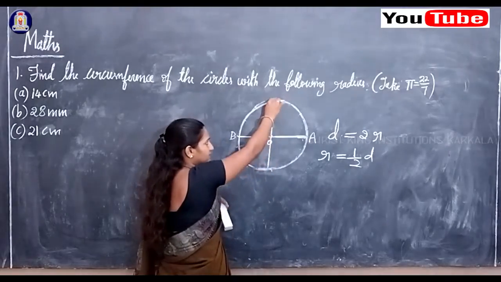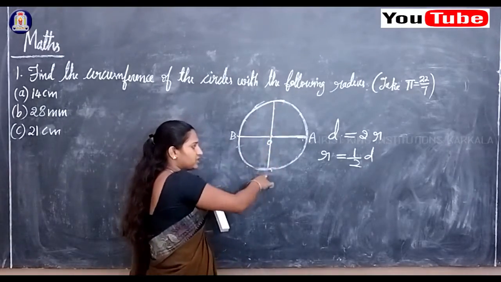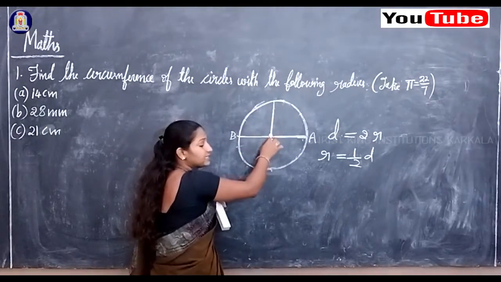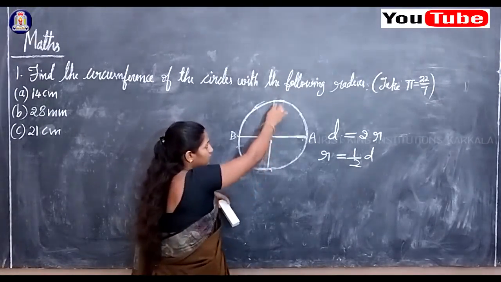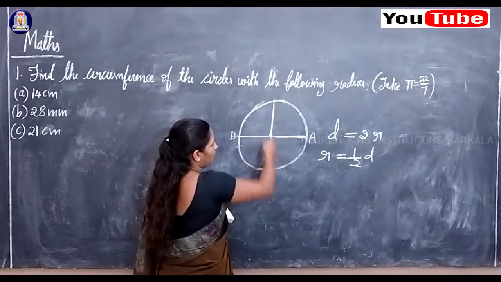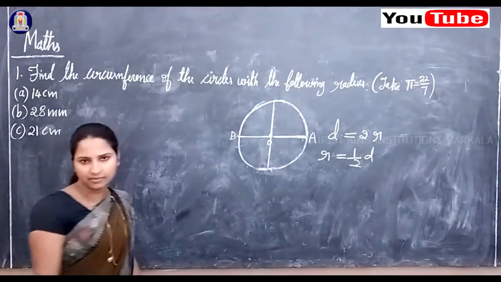Now we can draw the diameter like this also. So this is a circle. In this we can draw a diameter as a straight line. This is a straight line passing through the center. So O is the center of the circle, and this line is passing through the center of the circle. So this line is called diameter.